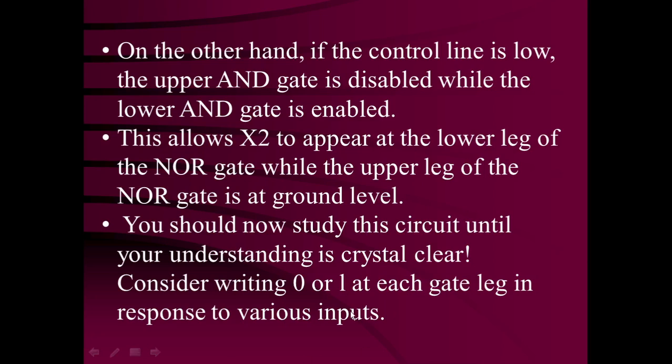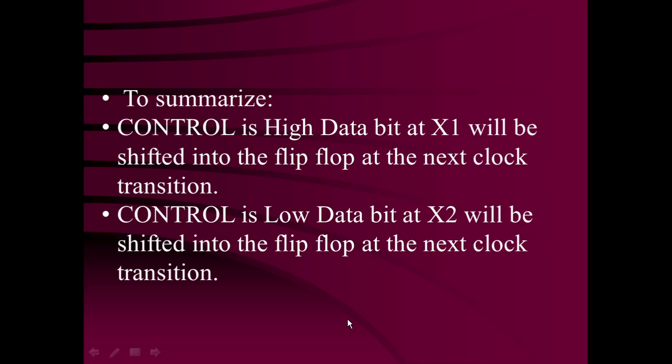Consider writing 0 or 1 at each gate leg in response to the various inputs. To summarize, when the control line is high, the data bit at x1 will be shifted into the flip-flop at the next clock transition. When the control line is low, the data bit at x2 will be shifted into the flip-flop at the next clock transition.